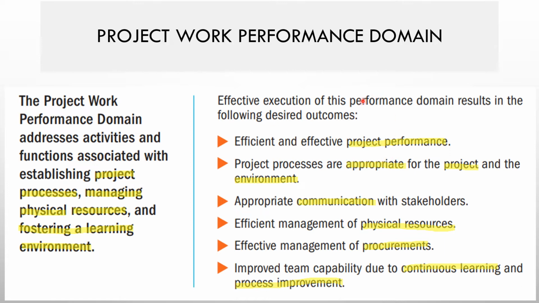So what are the desired outcomes of the project work performance domain? Efficient and effective project performance. Whatever your baseline, in terms of completion within a schedule or within a cost, how the project is performing at any point of time is one desired outcome. The processes that have been identified and are being implemented should be appropriate for the project and the environment. You need to choose the processes based on the domain you are in, the technology you are in, the organization, or the client you are doing the project for.